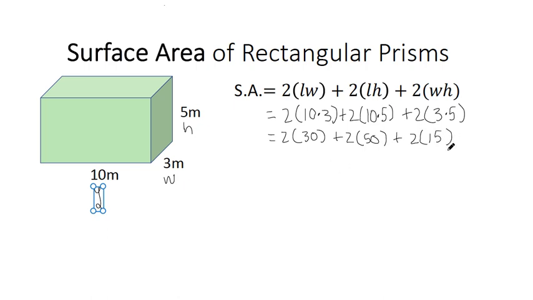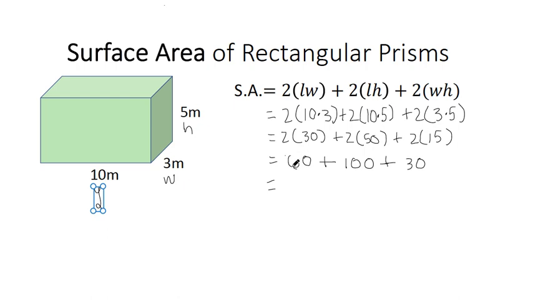We're getting there. All right, now before I add, I'm going to multiply the 2's times whatever values are in my parentheses right here in each of the terms. So 2 times 30 is 60. 2 times 50 is 100. And 2 times 15 is 30. All right, I'm getting there.